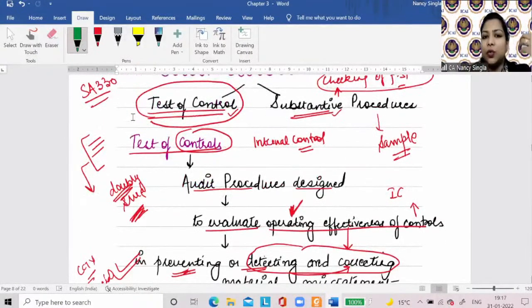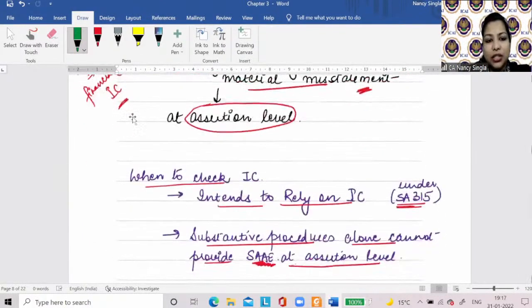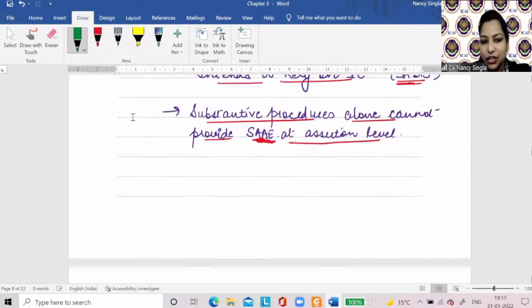Then test of control is audit procedures designed to evaluate the operating effectiveness of control. Operating effectiveness in preventing or detecting and correcting material misstatement, at what level? At assertion level. Because now we know internal control that management will put on each and every individual assertion, so we will check it the same way. When to check? When the auditor intends to rely. When he assesses under SA 315 that he intends to rely, and when substantive procedures alone cannot provide sufficient appropriate audit evidence at the assertion level.